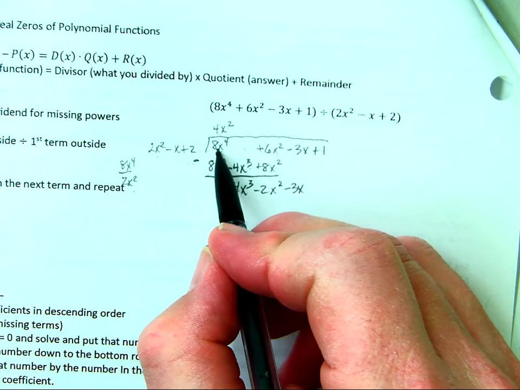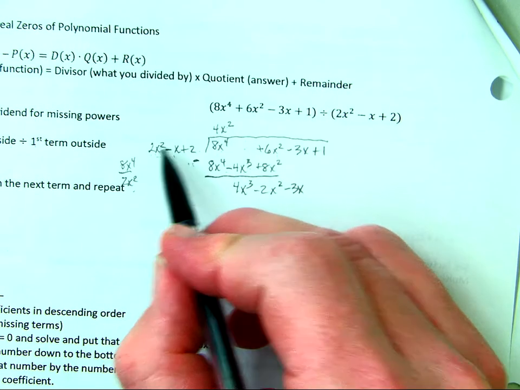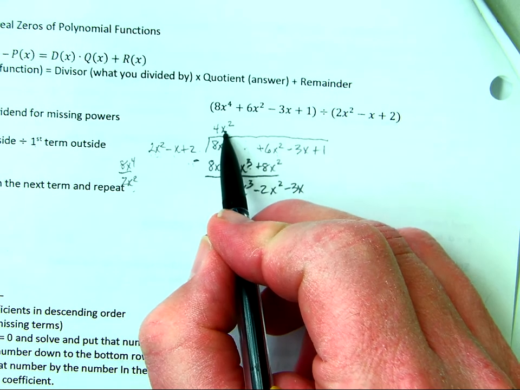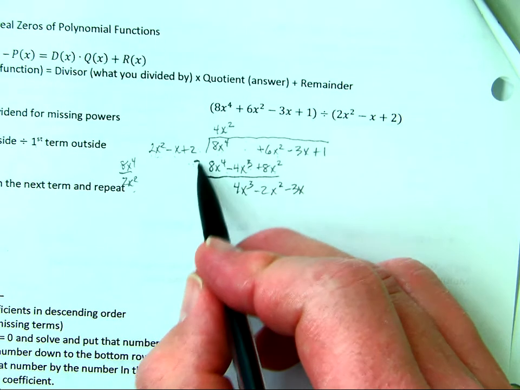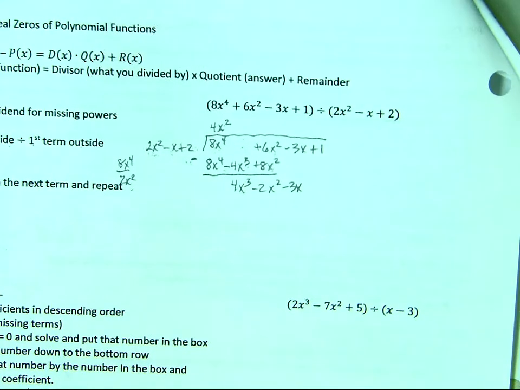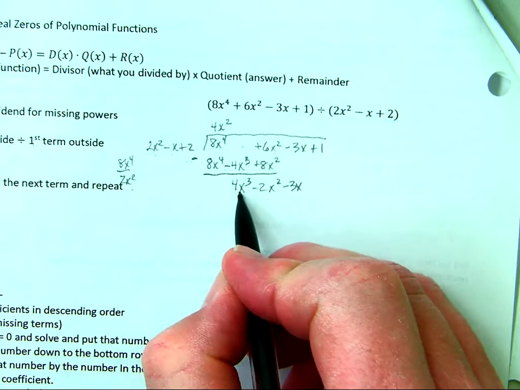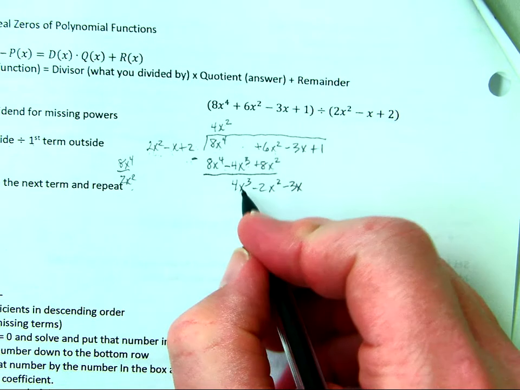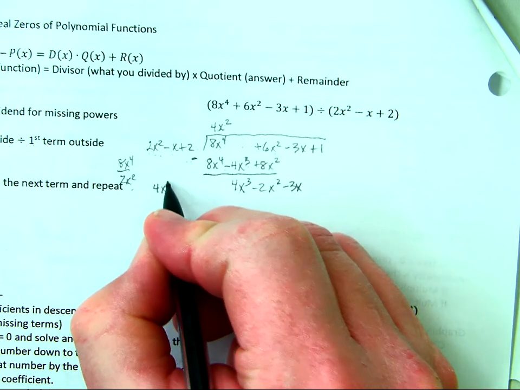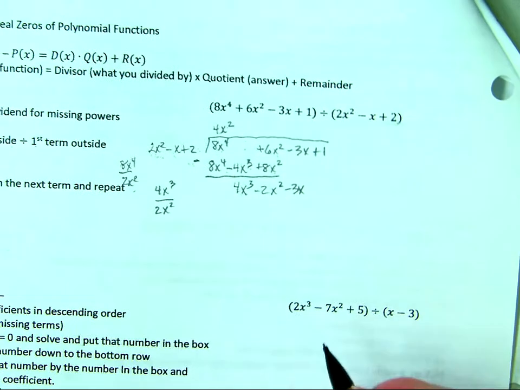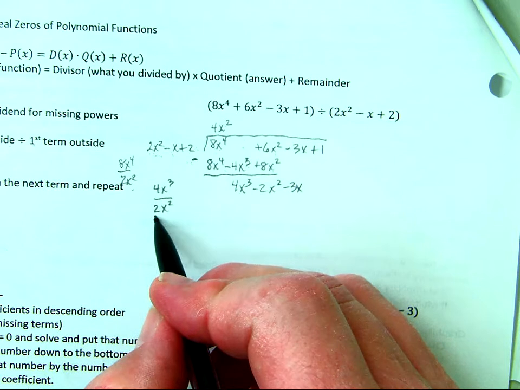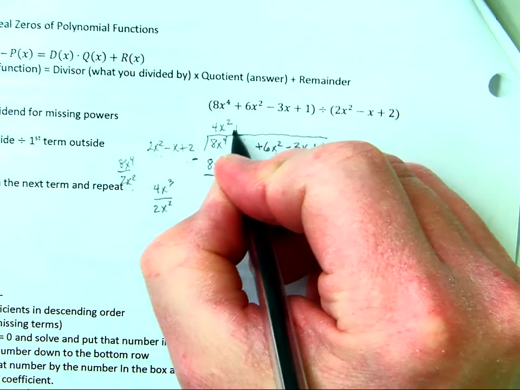We divided first term inside by first term outside and got that. Then we distributed that times all 3 of these. Then we subtracted. Now we're going to repeat those same 3 steps again. First term inside divided by first term outside. So first term inside is 4x cubed. First term outside is 2x squared. If we divide it, that's going to be 2x. So I put a 2x up here.